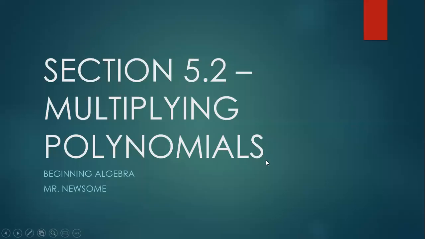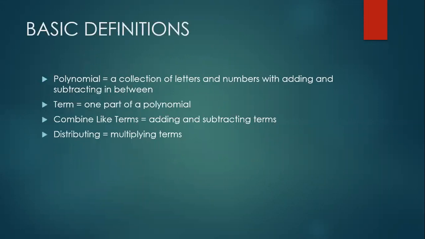All right, we are looking at section 5.2, which is multiplying polynomials. So let's start with some basic definitions. What is a polynomial? A polynomial is a collection of letters and numbers with adding and subtracting in between.